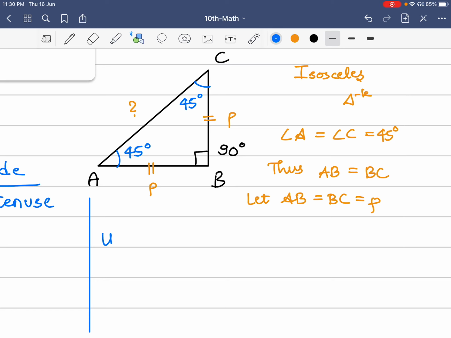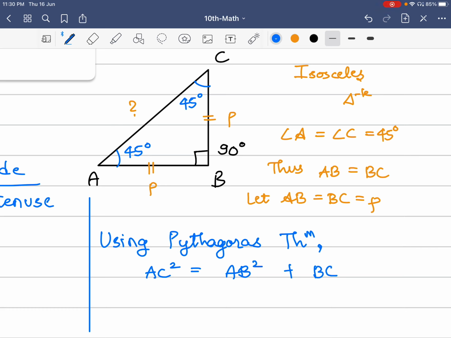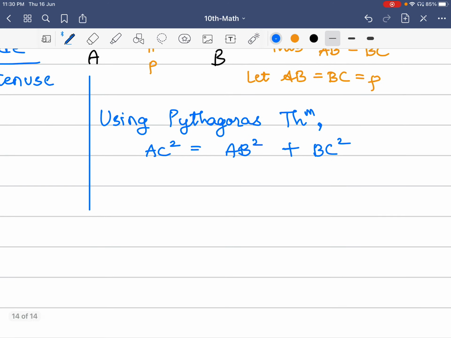So using Pythagoras theorem, we have AC square equal to AB square plus BC square. However, what is AB and BC? AB and BC is equal to P. So I'm going to substitute that. So that is equal to P square plus P square, and that is equal to 2P square. Therefore, AC square is equal to 2P square.